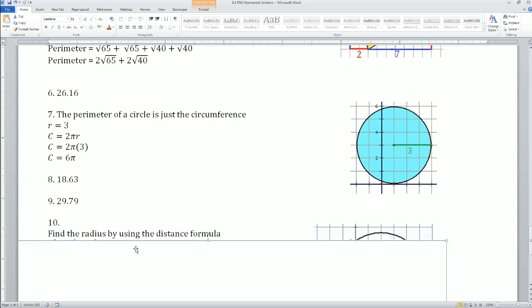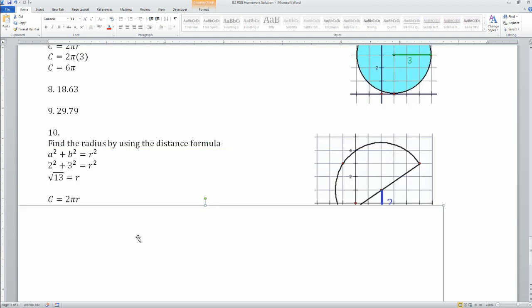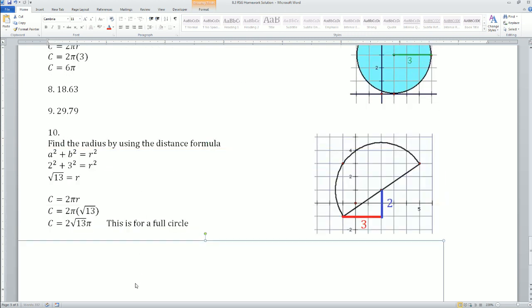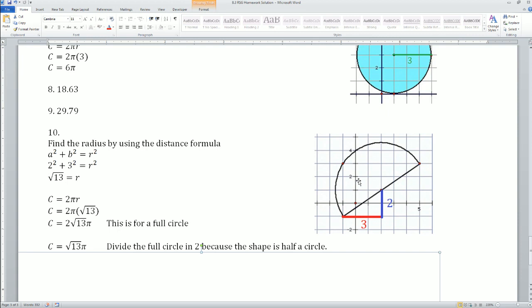9 is 29.79. 10. First of all, again, if you ever want to find the circumference of a circle or even the area, you have to find the radius. In this case, we can't just count it because it is diagonal, so we would have to apply the distance formula to get the radius here. Because right here, the diagonal line here is the radius, and I could get that from using the Pythagorean Theorem because this forms a right triangle.